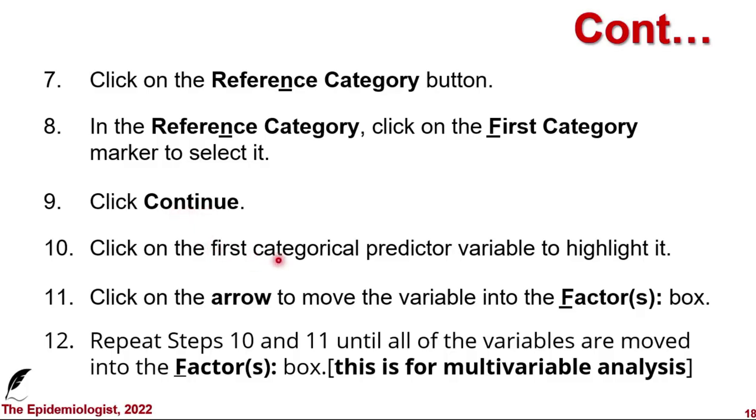Continue by clicking on the first categorical predictor variable to highlight it, and then click on the arrow to move the variable into the factors box. Repeat the above two steps until all variables are moved into the factors box. This is for multivariable analysis.